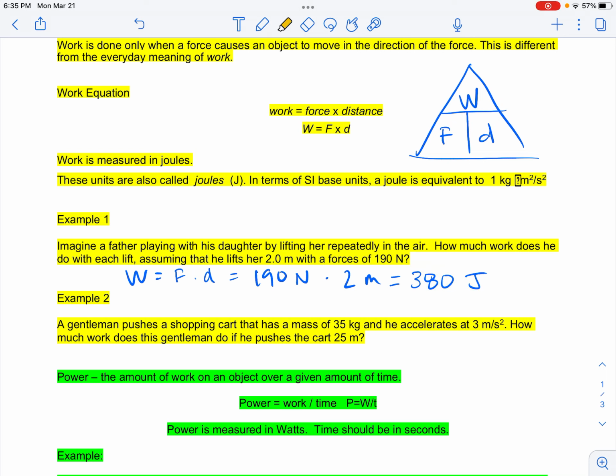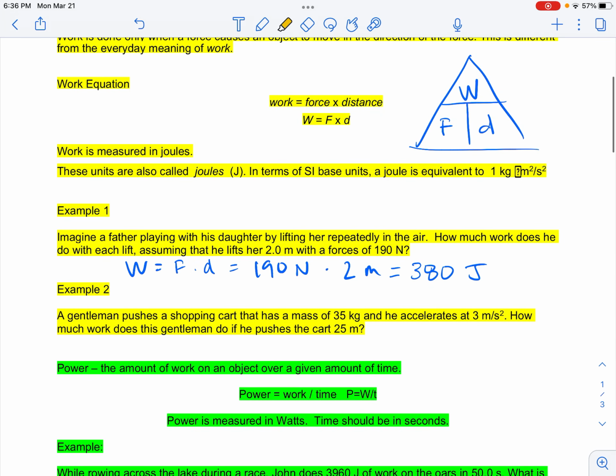Again, in example 2 there's a problem where we're going to do both triangles. I'll leave this right here so we don't have to scroll around. It is force equals mass times acceleration. It's pretty common to have problems where you do both. A gentleman pushes a shopping cart that has a mass of 35 kilograms, so there's your m, and it accelerates at 3 meters per second squared. How much work does the gentleman do if he pushes the cart 25 meters?